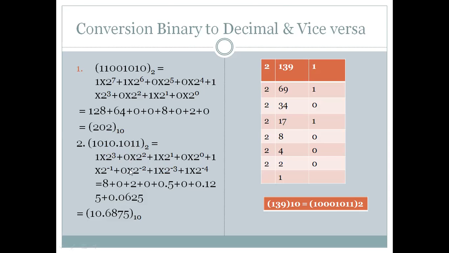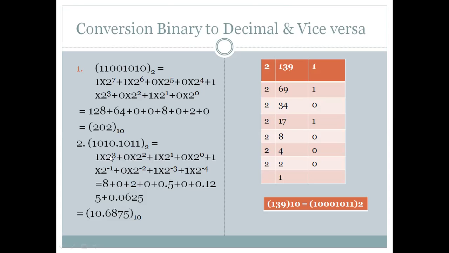So calculate the digit first: 1 multiplied with 2 raised to the power minus 1. Then take 0, multiply with 2 raised to the power minus 2. And 1 multiplied with 2 raised to the power minus 3. And 1 multiplied with 2 raised to the power minus 4. That means if the fraction part is also available, then we have to go in the minus increasing power. That means minus 1, minus 2, minus 3, and minus 4.